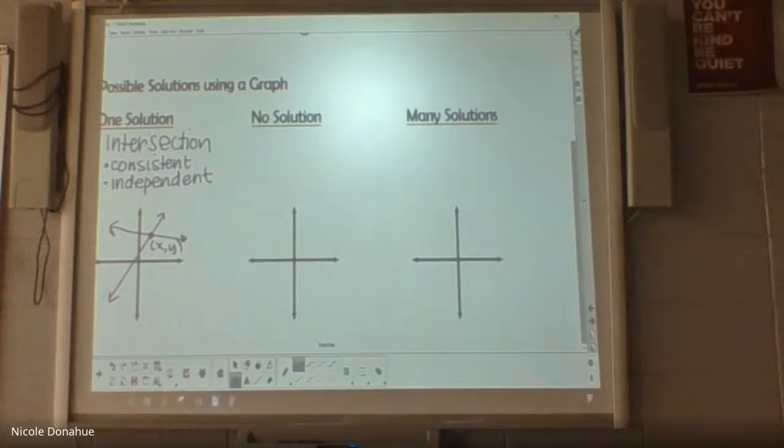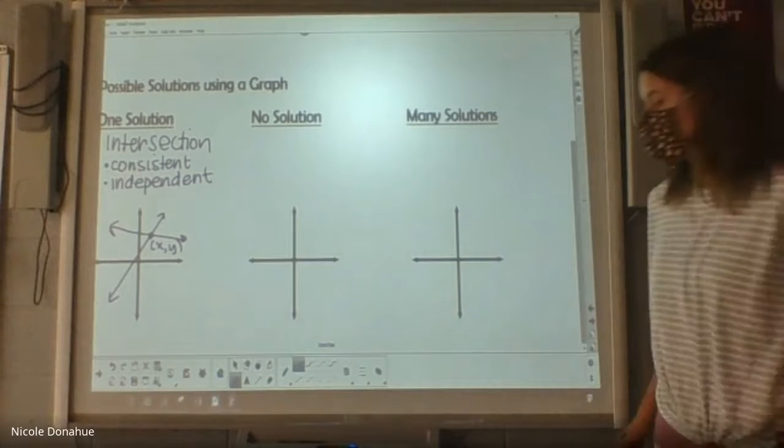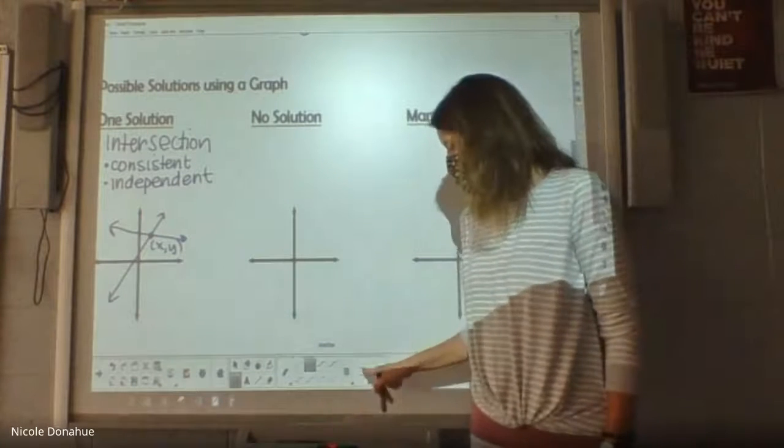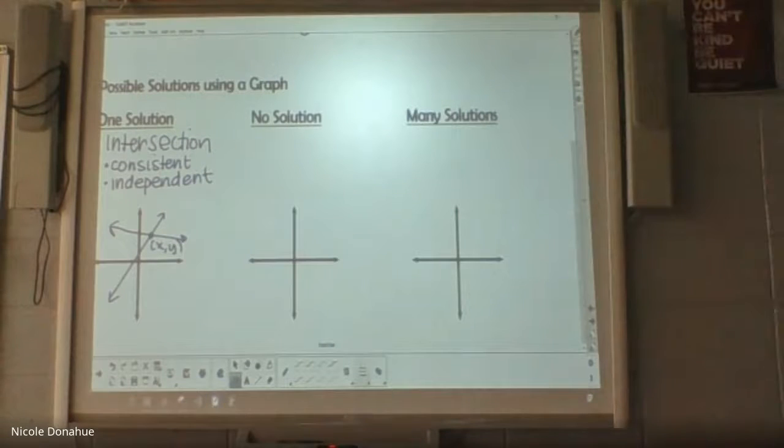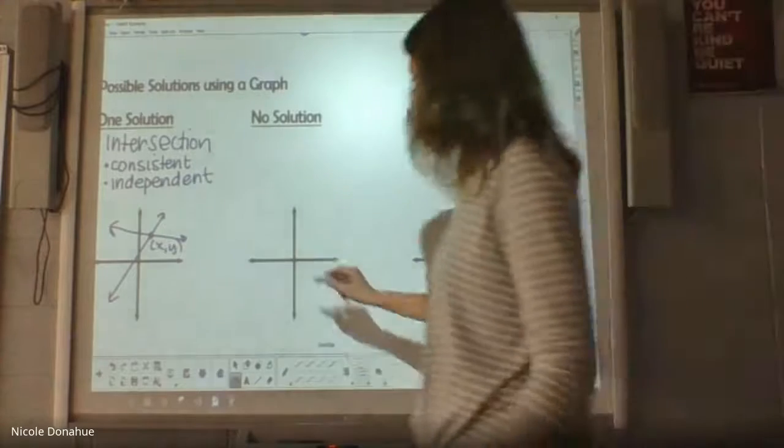Now, what would the graphs look like if there was no solution? It wouldn't cross, so what do we call those? Yep, parallel lines.